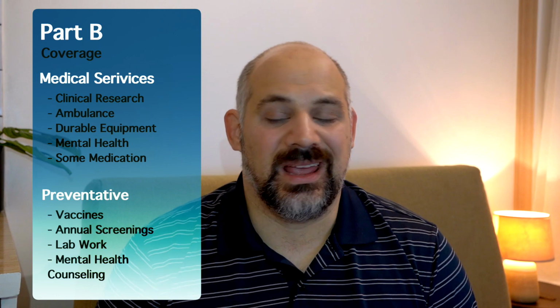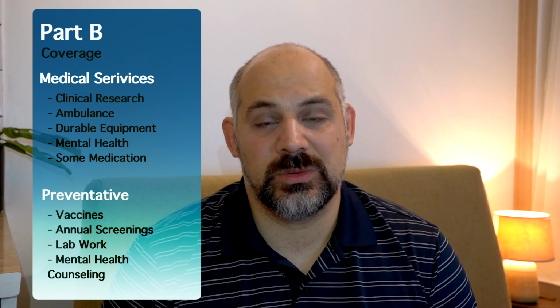Now let's look a little bit closer at what Part B actually covers between those two categories. In Part B, you're going to have coverage for things like clinical research, ambulance services, durable medical equipment, mental health, either inpatient or outpatient, or partial hospitalization, and limited outpatient prescription drugs. With preventative services, things are more defined and standardized. You're going to have coverage for things like vaccines, annual cancer screenings, lab work, and mental health counseling. And you'll get most of your preventative services during your annual wellness visit.